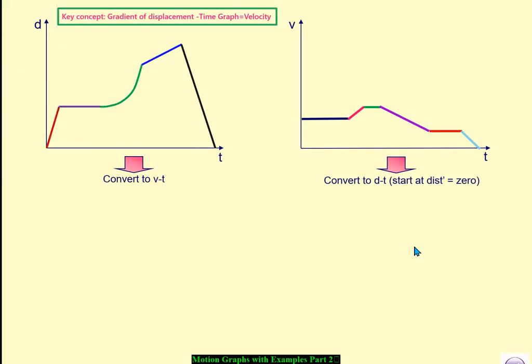Let's try to do one more question now. In this question, we will convert a displacement time graph into a velocity time graph. We have already converted a velocity time graph into a displacement time graph. Now the key concept again is the same: the gradient of the displacement time graph is equal to velocity.